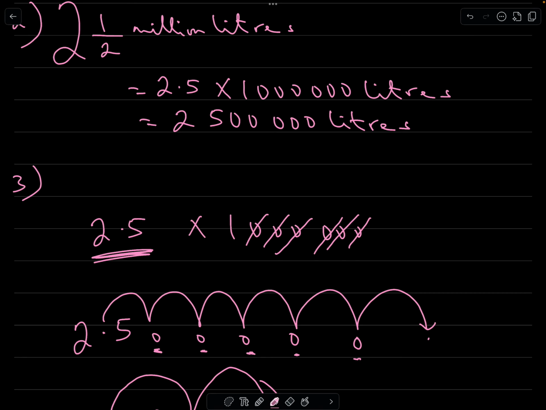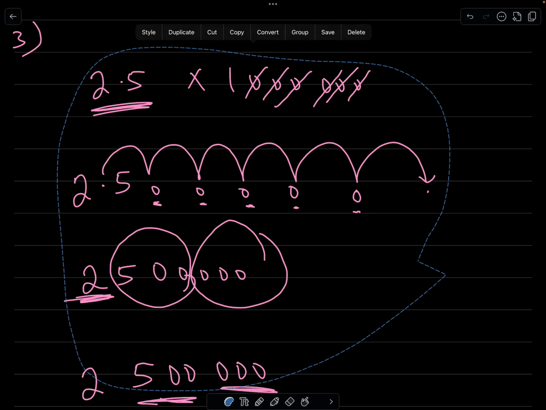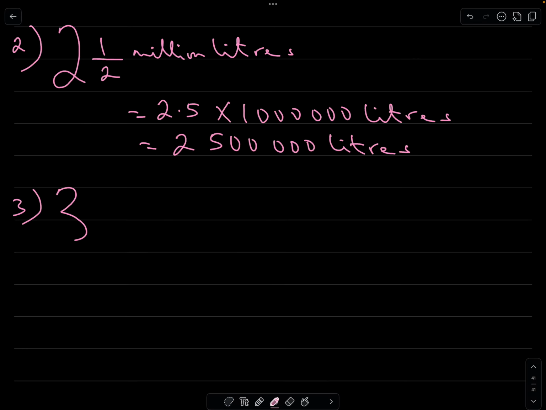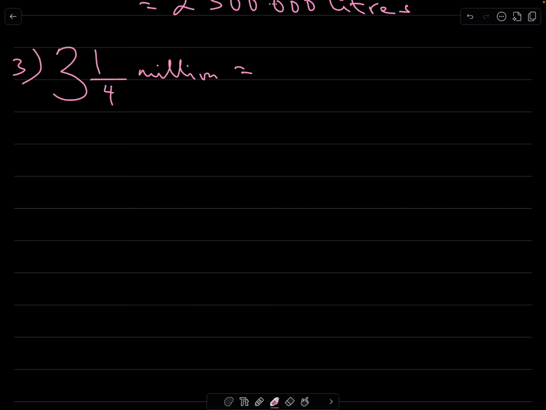Now what is number 3? Let's check that. That's 3.25 million. That's just a number. 3.25 million. And what does that mean? 3.25 million simply means, first of all, you write 3.25 as a decimal.